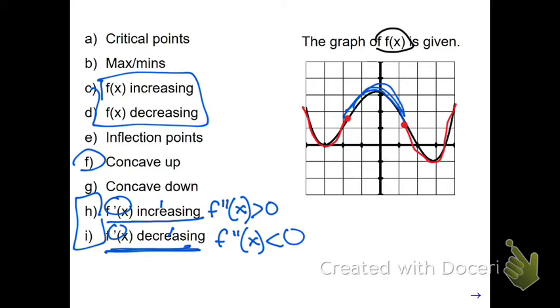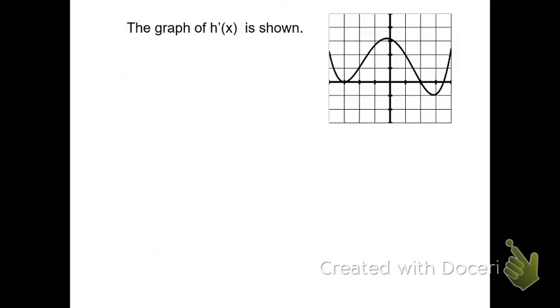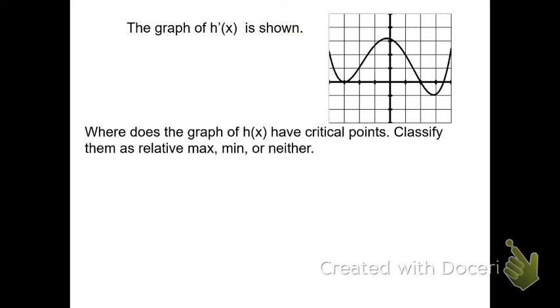Basically, instead of being given the original function, I'm going to give you the graph of the derivative. This is now already a derivative graph, but all of the questions I ask you are going to be about the original function. So make a big deal out of noting that this is the derivative function, not the original function. And I changed it to an H just because we get into the habit of always using F in our justifications. Okay, where does the graph of H have critical points?